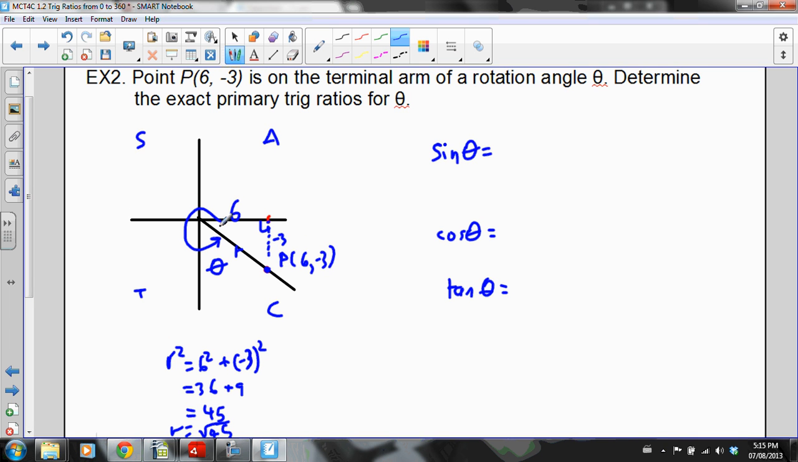So the sine is opposite over hypotenuse, -3 over the square root of 45, and I don't care what that is, nor do I care what theta is. It doesn't ask for theta. Cosine is adjacent over hypotenuse, 6 over the square root of 45. Tangent is opposite over adjacent. Simplify that one, why not? And we can see cosine's positive, sine's negative, tan's negative. The CAST rule made sense. We predicted that.